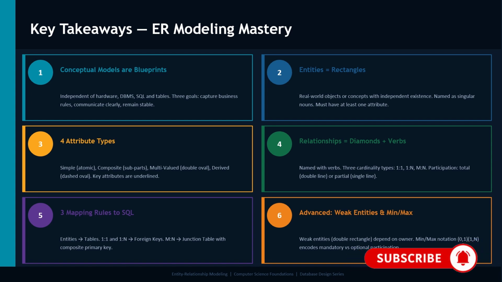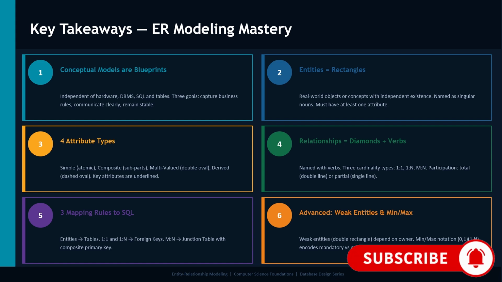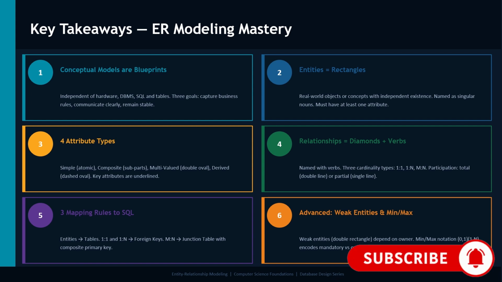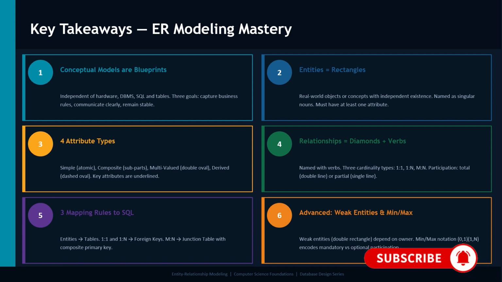One. Conceptual models are blueprints, independent of hardware, DBMS, SQL, and tables. Three goals. Capture business rules, communicate clearly, remain stable. Two. Entities are distinct, real-world objects, named as singular nouns, each needing at least one attribute. Three. Four attribute types, simple for atomic values, composite for subparts, multi-valued with a double oval, derived with a dashed oval. Key attributes are underlined.